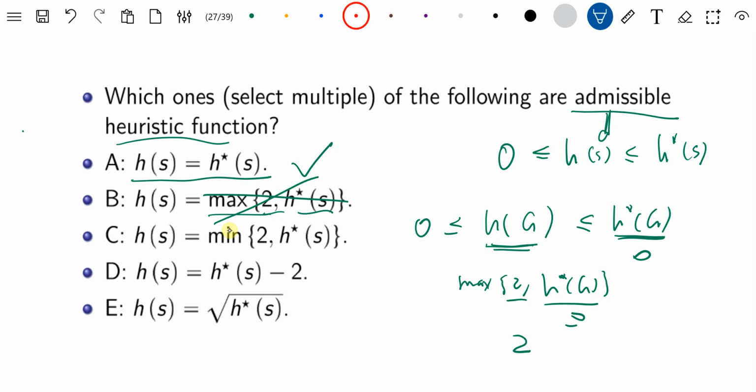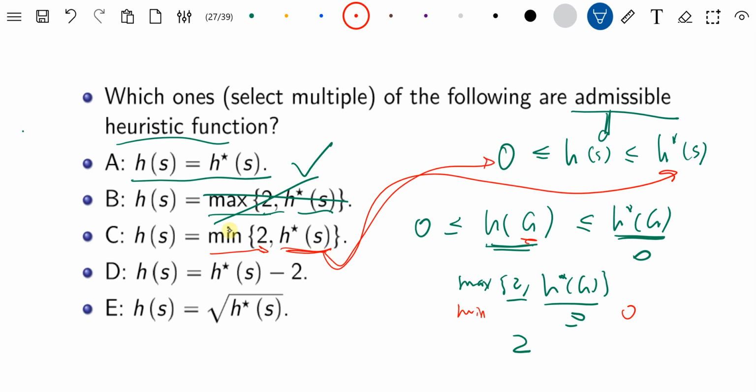Now if this is switched to minimum, then at g, it actually works. So the problem is, would it in general work? Because it's the minimum between these two, it's always smaller. The minimum is always smaller than, in particular, that one. And this is always positive, and this is always positive, so it satisfies the zero condition as well. So it means C is also admissible.